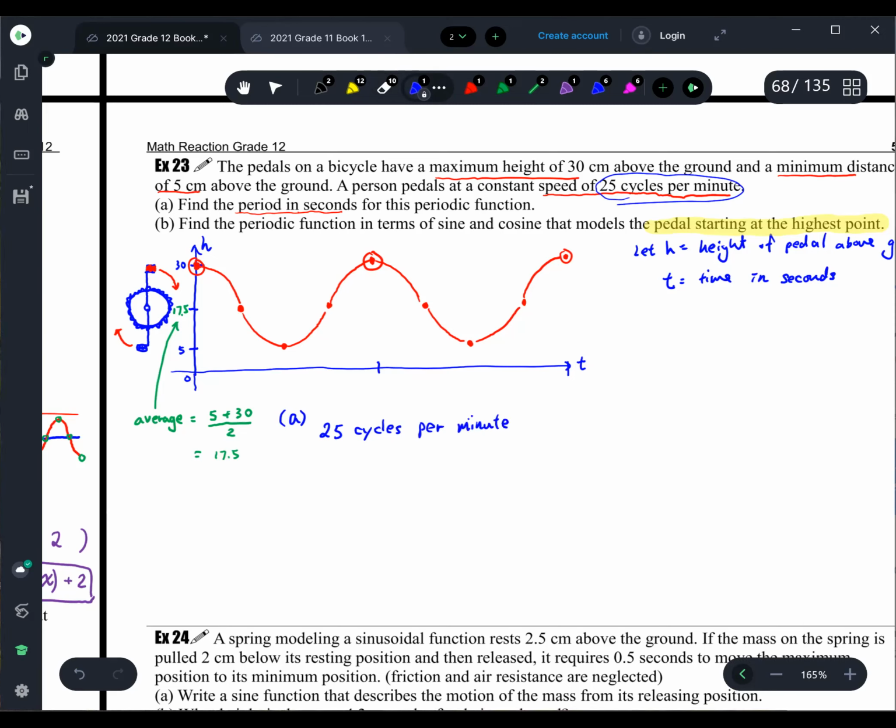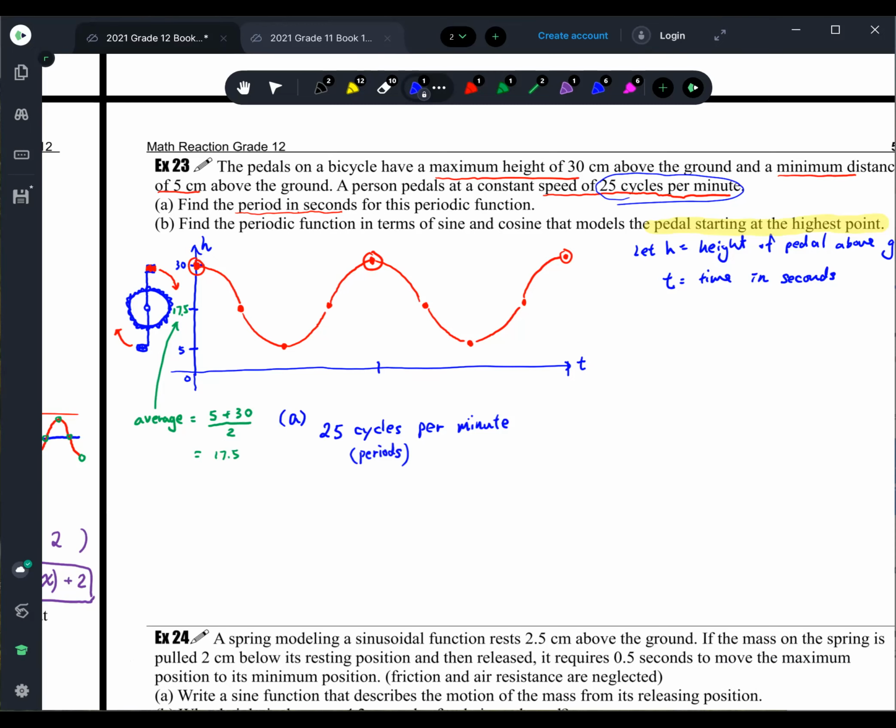Okay, so instead of using the word period, they use cycle. That's the tricky part in the word problem. They don't use the word that we learned, right? They replace it with words that we use in daily life. So cycles means periods. So the pedal makes 25 periods every minute, okay?